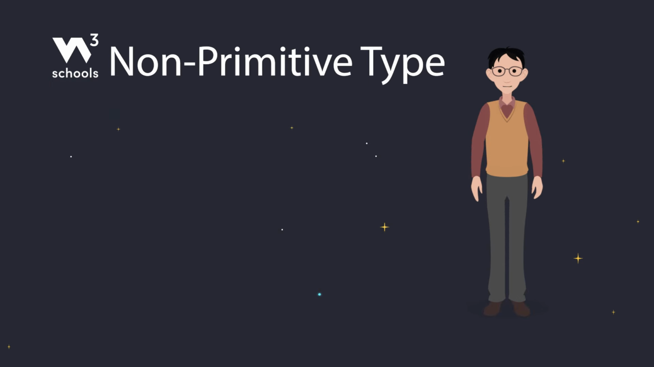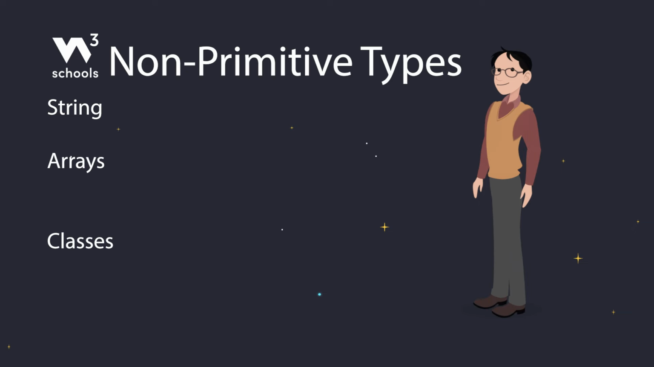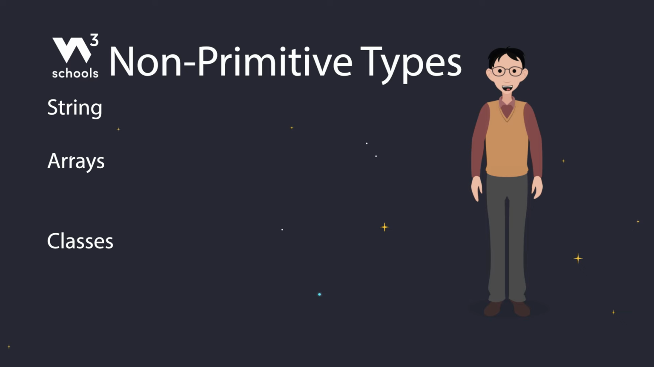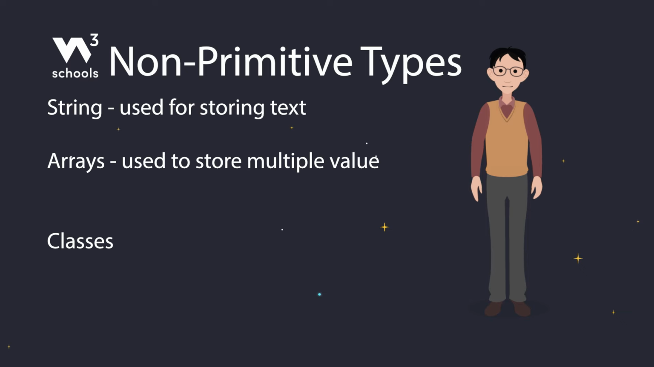Next up, non-primitive types like string, arrays, and classes. These are a bit more complex. For example, they can call methods to perform actions. But don't worry, we'll dive into them more in future lessons.